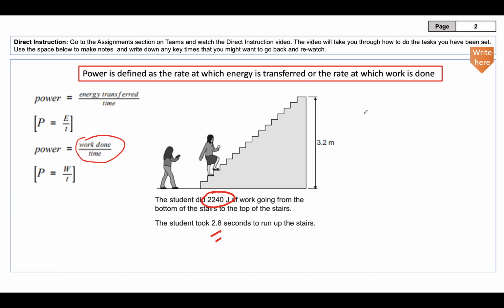So we can use our power equation. Power is work done over time taken. That work done was 2,240 joules, divided by the time taken, 2.8 seconds. Type that into our calculator. 800 watts. That's quite a good power. That's quite an interesting number. It's actually more than a horsepower.